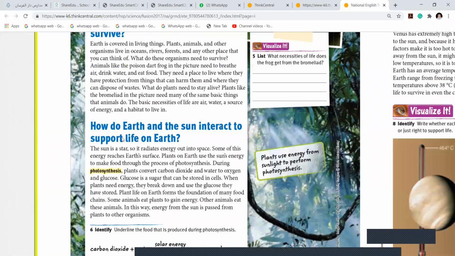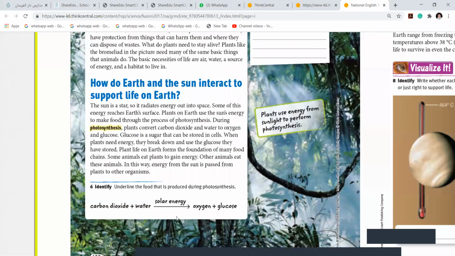First, how do Earth and Sun interact to support life on Earth? You know that we say the sun is a star. Some of its energy comes to the Earth's surface. Plants on Earth use the sun's energy to make food. Plants need this sunlight, or light energy, to prepare their own food. What are they actually doing during photosynthesis? They are taking in carbon dioxide, converting carbon dioxide and water to oxygen and glucose.